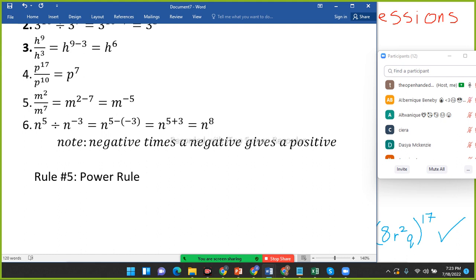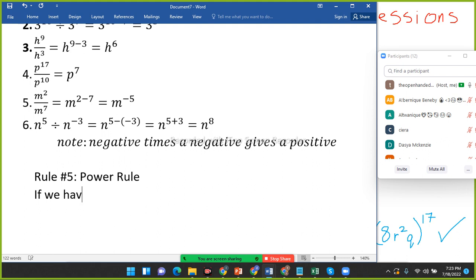Powers are multiplied by powers. That only happens when the other exponent is on the outside. So let me show you what I mean. Let's write the rule first, and then we're going to dive into some examples.